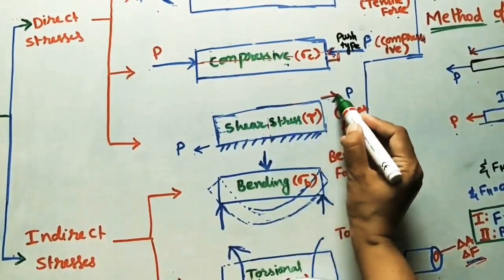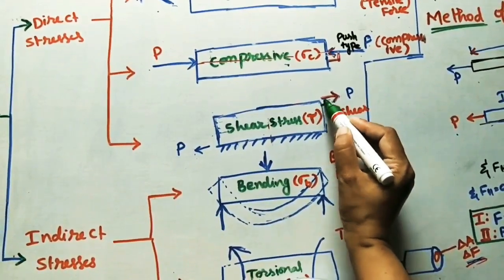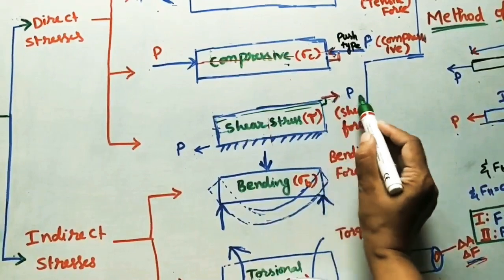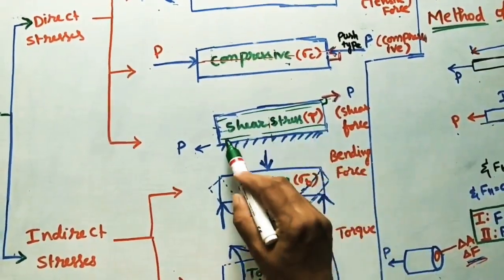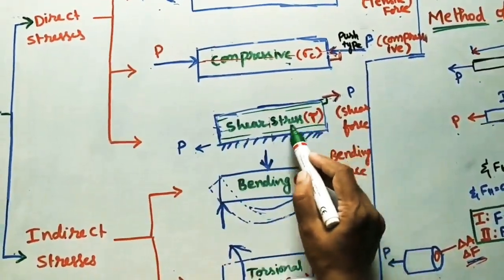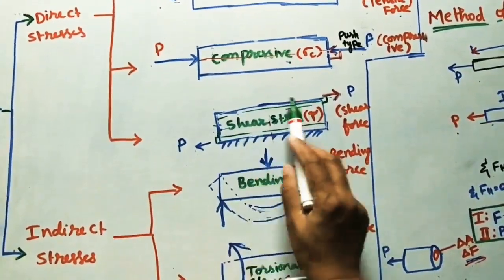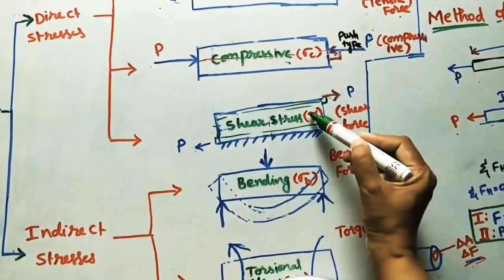Because of this force, if you are taking in terms of layers, all layers will go this side, and here whatever layers are there, they will go this side. It is like steps, like this. So the body is subjected to shear stress. The symbol we are taking is tau.